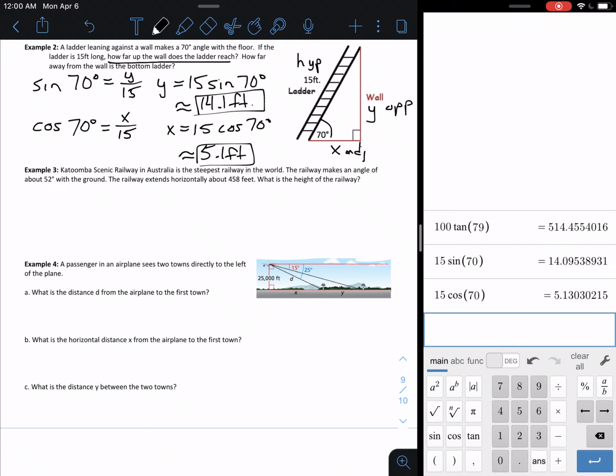Now notice that this time they don't provide a picture. So let's draw a picture. Let's maybe make this the bottom of the railway. We'll make this the top of the railway.